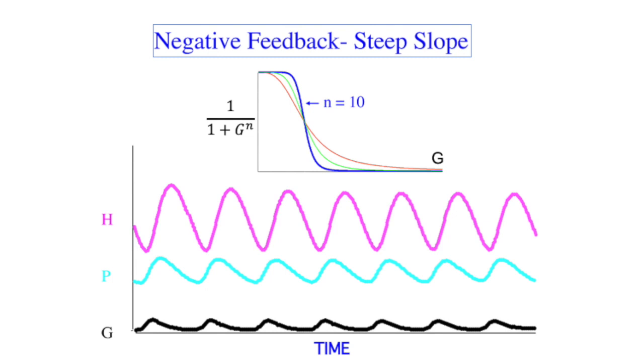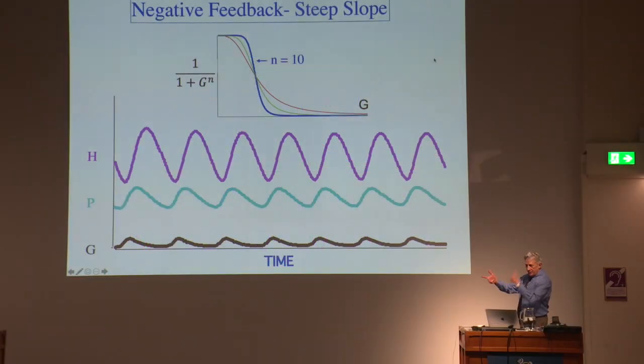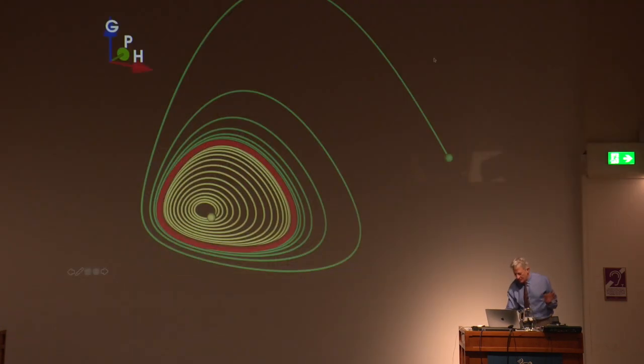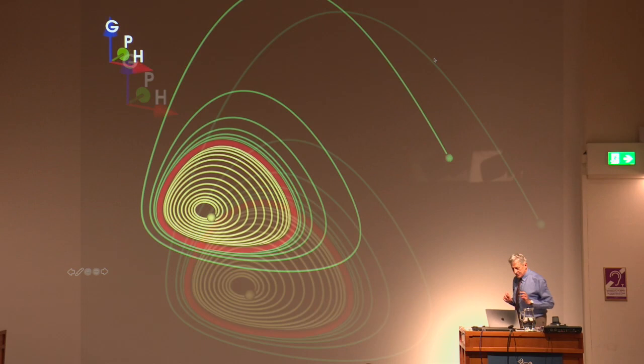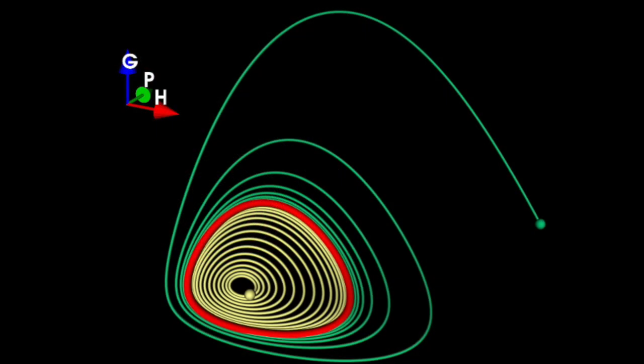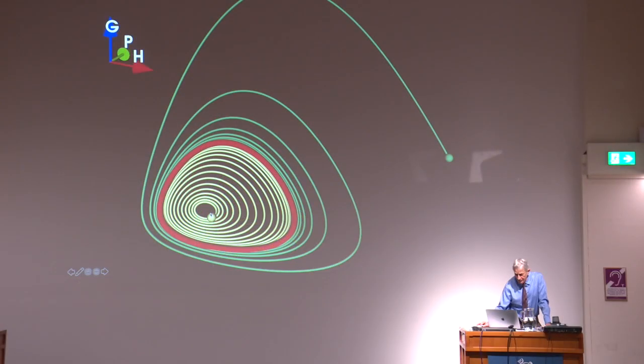Now if we do that technique of plotting the three variables as a trajectory in HPG space, we get that. Here's HPG space. This is a trajectory in 3 dimensions. If we start at very high values, we spiral into a red loop. If we start inside, at very low values, we spiral out to the red loop. All non-zero initial conditions in this system go to the red loop.